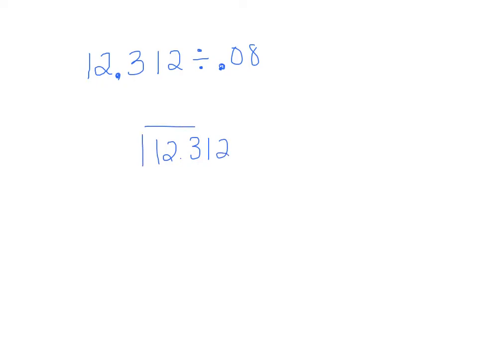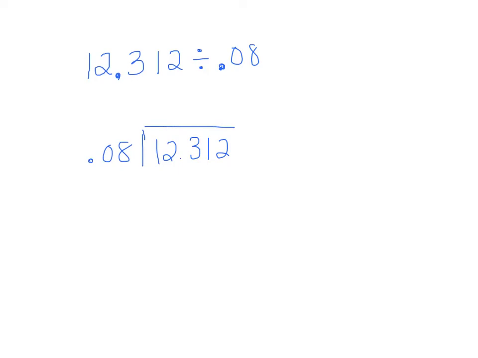Let's say I wanted to do 112,000. Well, let's do 12.312. And I want to know what happens when I divide by 8. Let's change this with the decimal. Let's change this to 0.08, for example. Okay, so I'm still going to put the 12.312 and divide by 0.08.